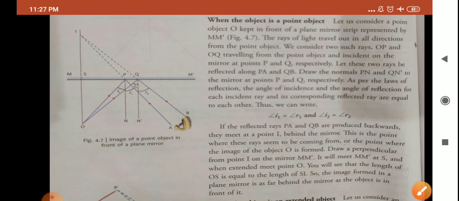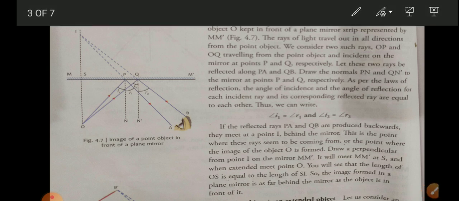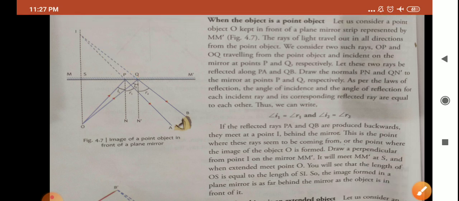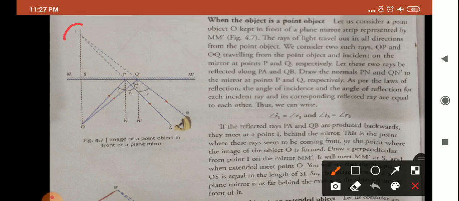So, if these reflected rays are produced backward, that is, if we extend them backward, they are going to meet at point I behind the mirror. All these things I have explained to you. This is the point where these rays seem to be coming from, or the point where the image of the object O is formed.